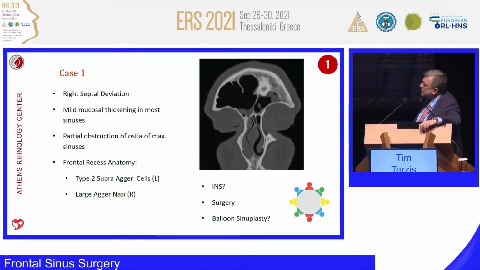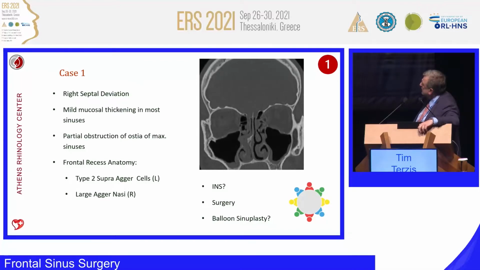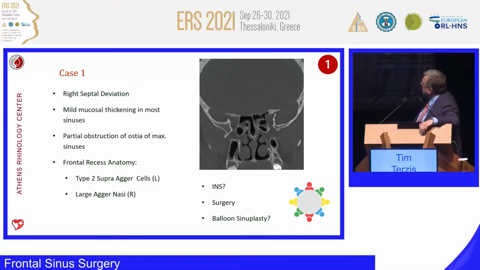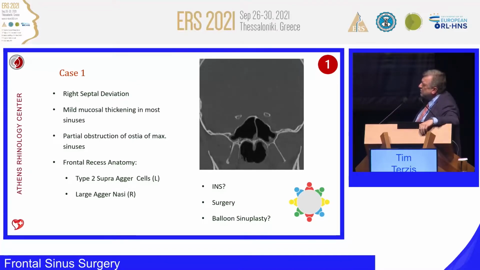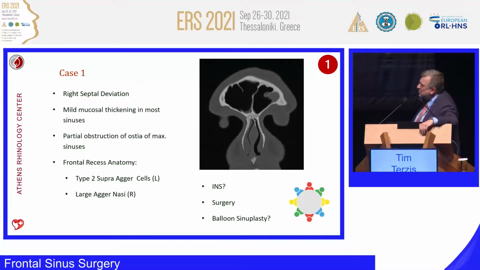So how would you treat these patients? Intranasal steroids, surgery? What sort of surgery? Could a balloon be an option in this case? So, Andreas, would you like to comment first, please?